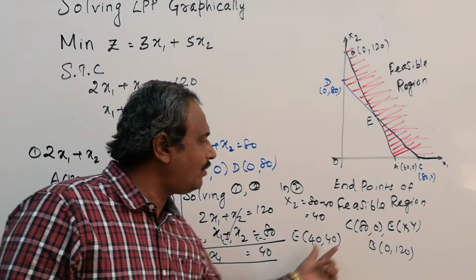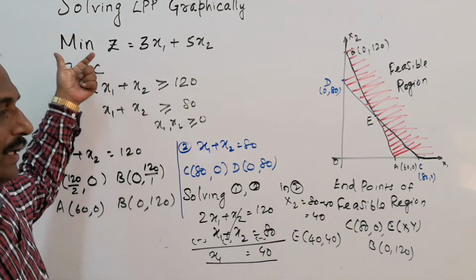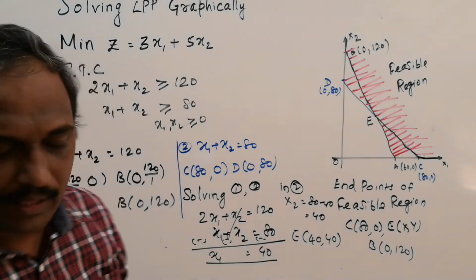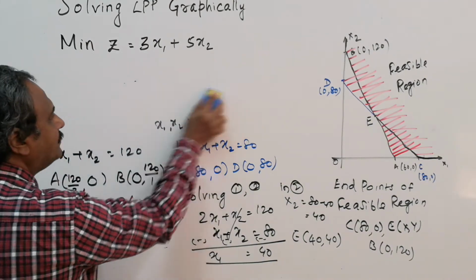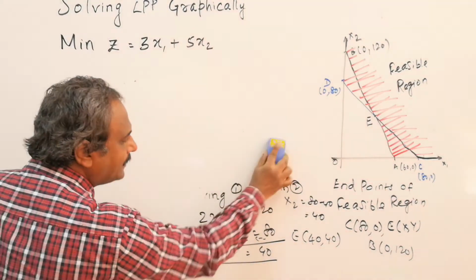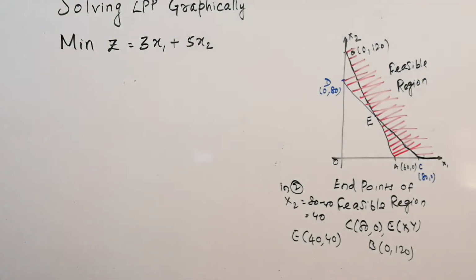Now we are going to take these three points and find the minimum value. I am going to check the objective function, substitute these values into it, and find the minimum.